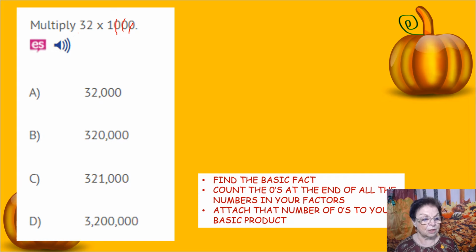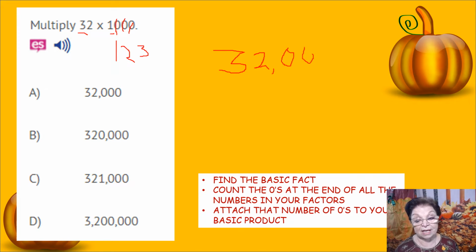We're going to multiply 32 times 1. Well, 32 times 1 is 32. And how many zeros are we going to add? 1, 2, 3. So we're going to have 32 and 3 zeros. Do you see that answer choice? 32,000? If you said it was A, you are absolutely correct. Good job.